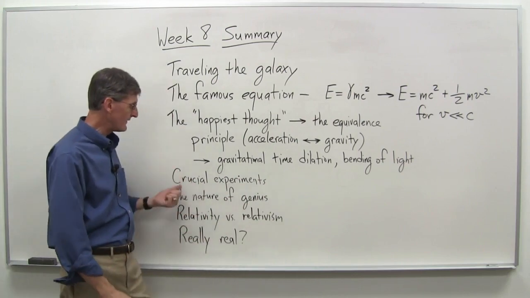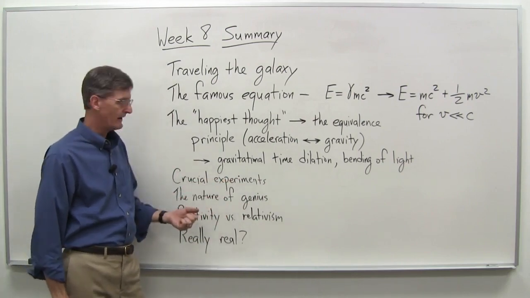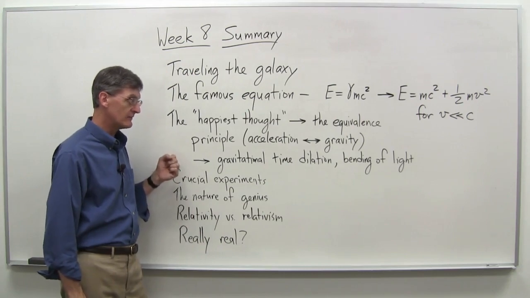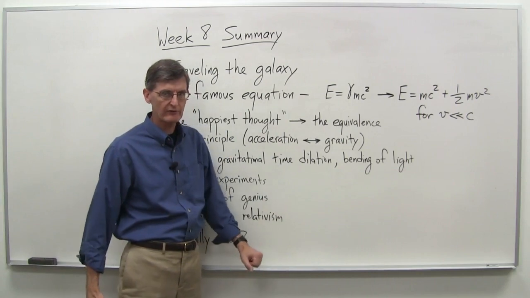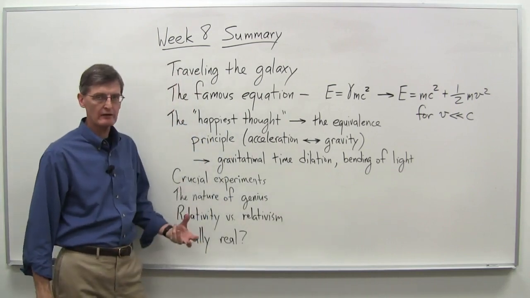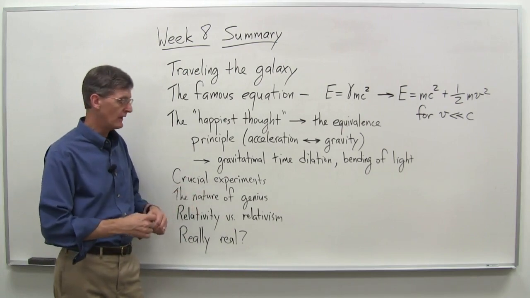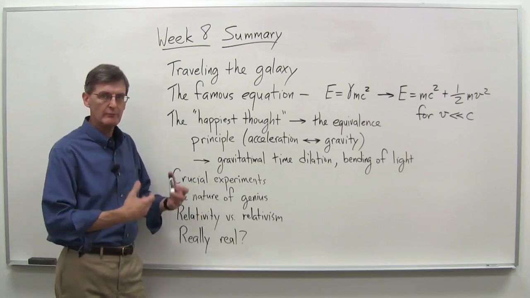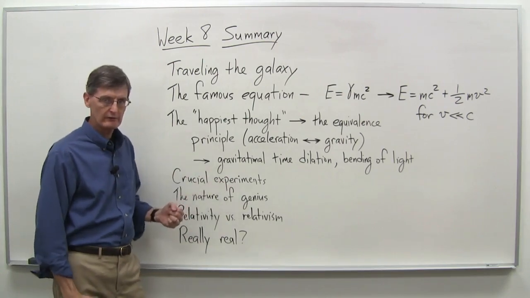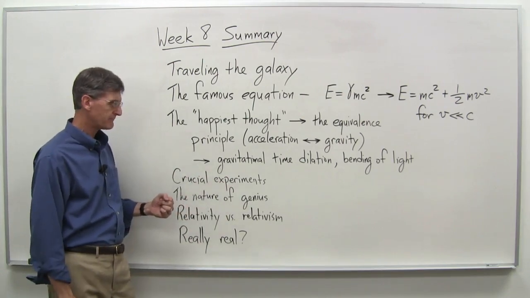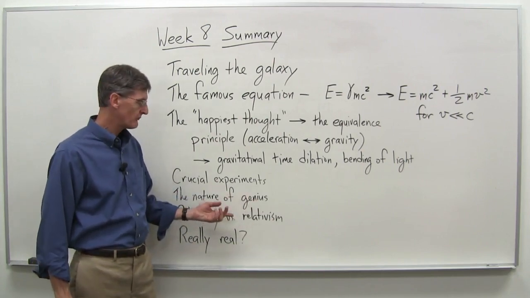In the end, the British expedition led by Arthur Eddington announced in 1919 that it was in favor of Einstein's theory, a confirmation of Einstein's theory, and that really was the beginning of Einstein's rise to fame, not only in the scientific world, where he had been fairly well known before that, but in the realm of the general public as well. So, crucial experiments.